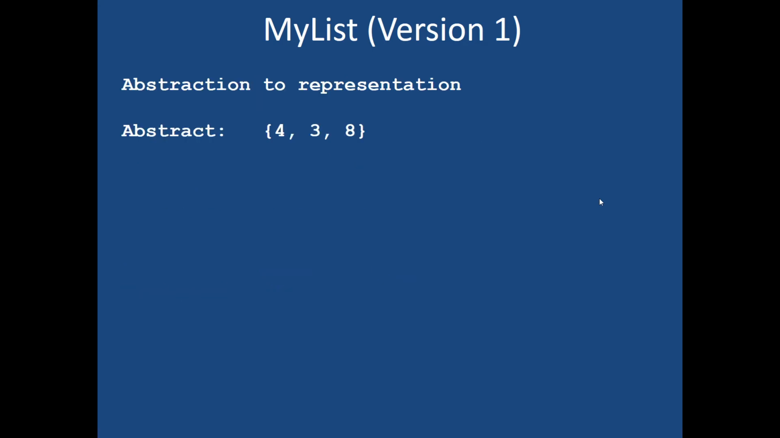Now, let's go the other way. Suppose you've created a MyList object and you've inserted 4, 3, and 8 into it. What array would you expect to find inside that object? An array containing 4, 3, 8. Suppose you have that situation. You've created a MyList object, but you've inserted nothing.